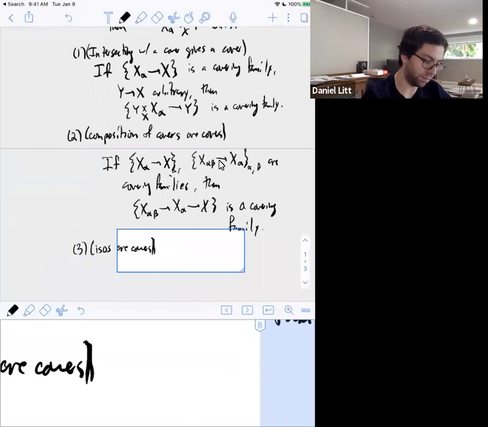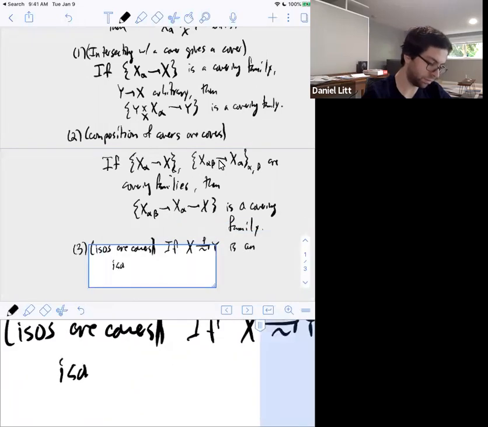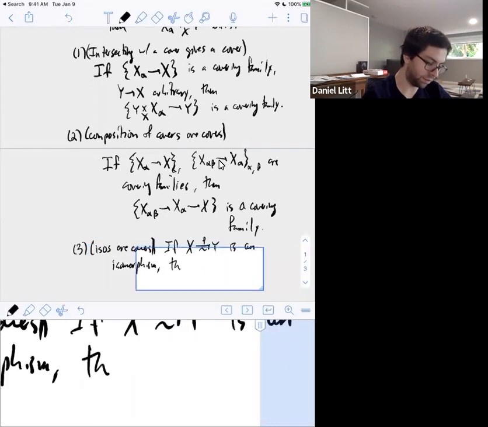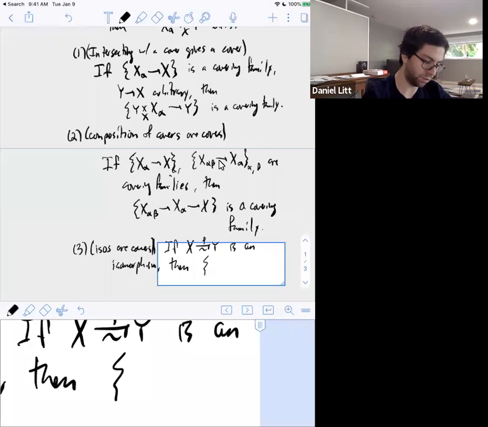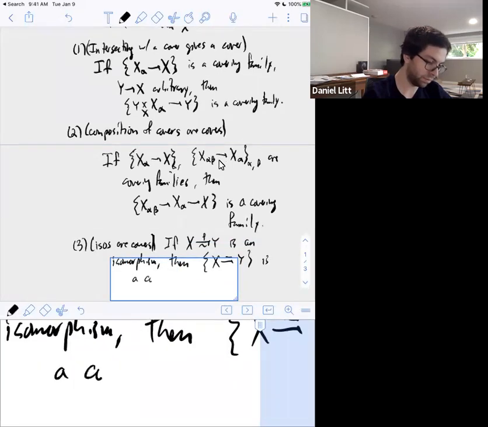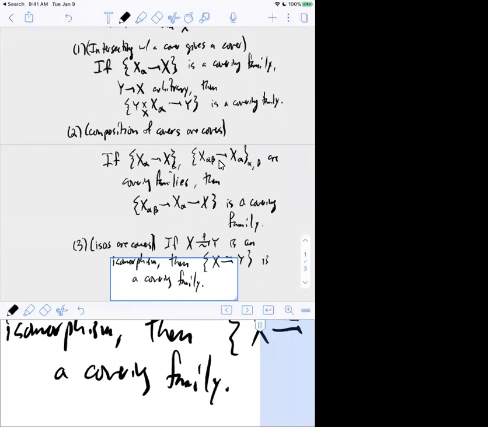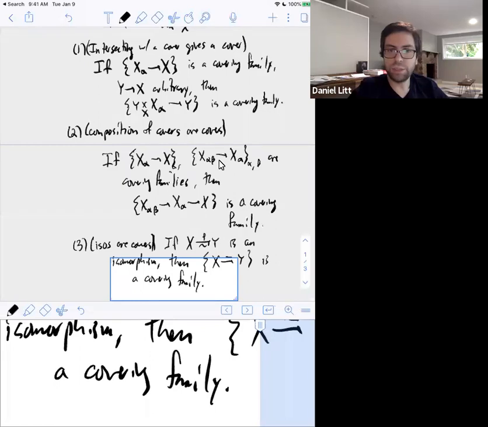So if X to Y is an isomorphism, then this sort of singleton covering family is a covering family. Okay, and that's just saying a set covers itself. All right, so are there any questions about that?